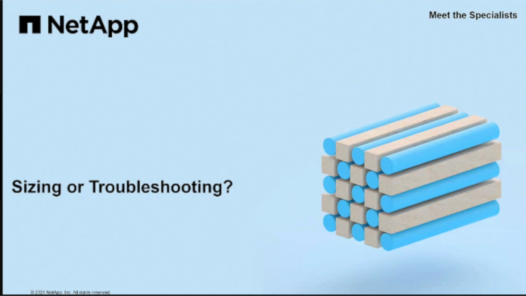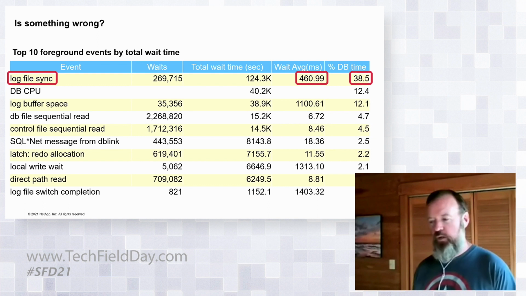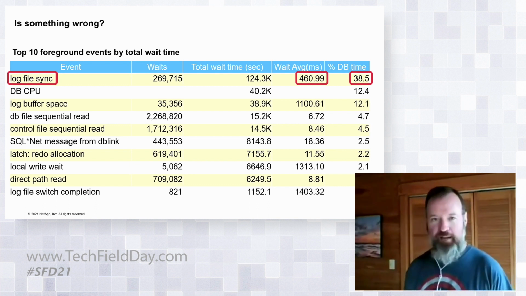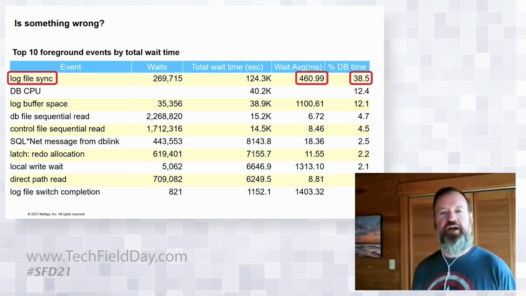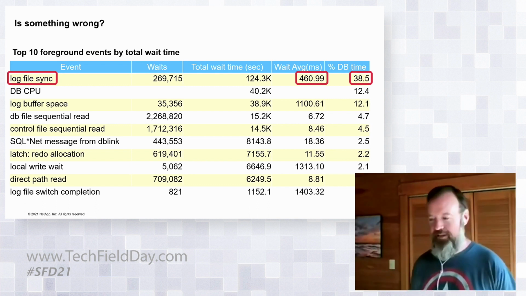So I mentioned earlier, are you sizing or are you troubleshooting? This is taken from an Oracle AWR report. It's called the foreground wait events. Now, a wait event doesn't mean something bad happened. It means something happened. Oracle times everything. You're going to have wait events unless you turn the database off and don't do anything.